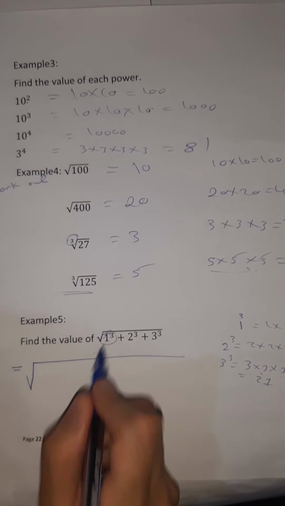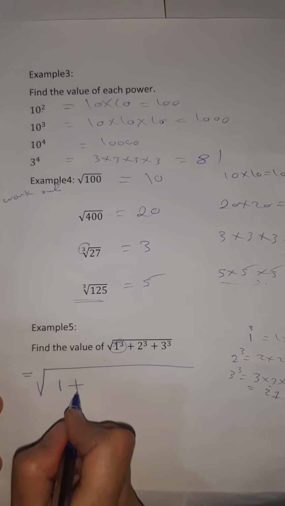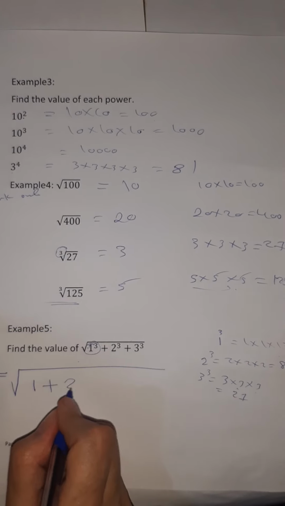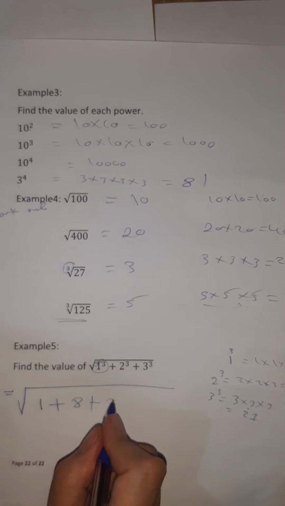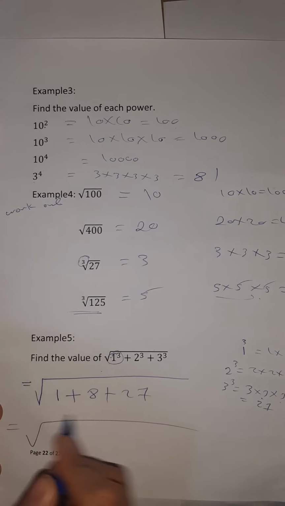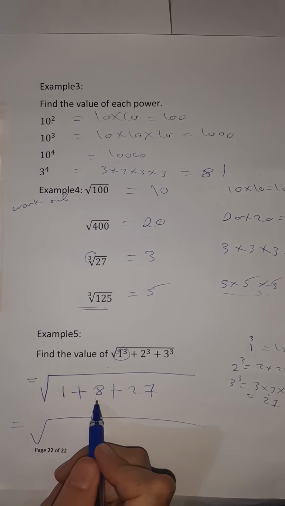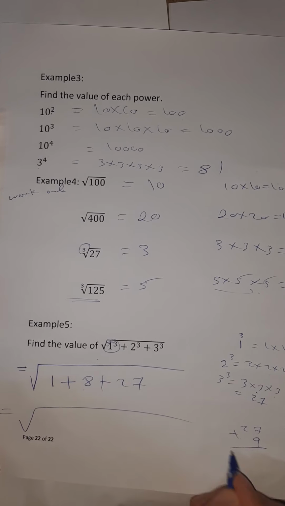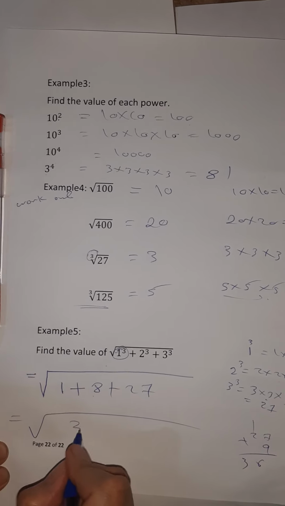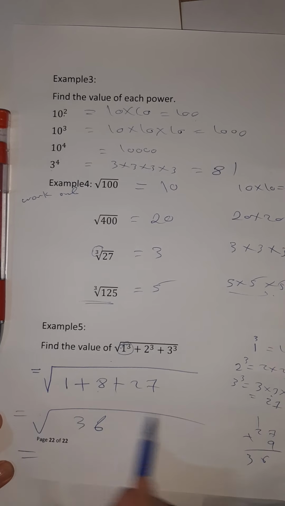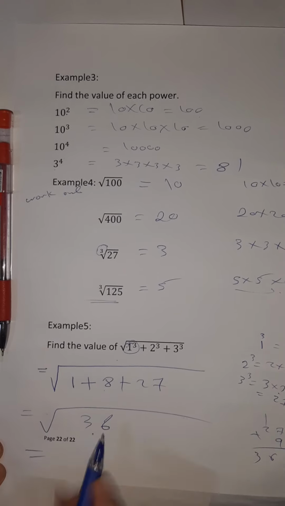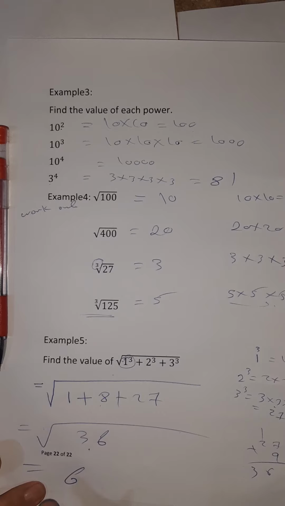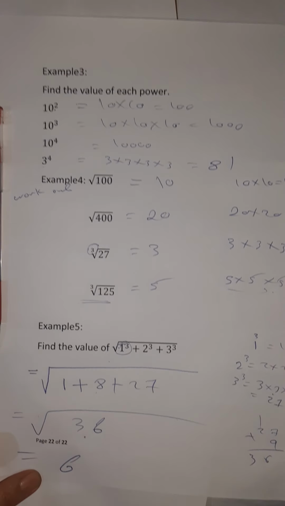Now look, replace 1 cubed by 1, plus 2 cubed is 8, plus 3 cubed is 27. Add them. 1 plus 8 is 9. 9 plus 27 is 36. Now, the square root of 36 is 6, since 6 times 6 equals 36.